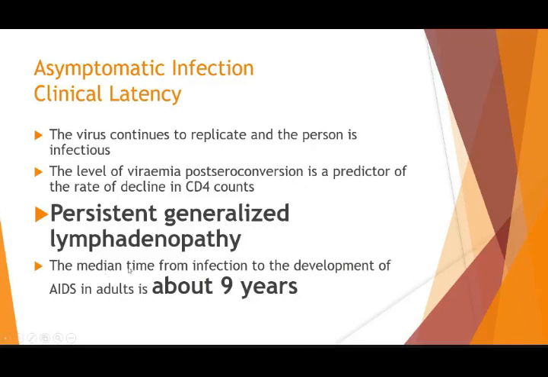The median time, not the mean, the median time from the infection to the development of AIDS in adults is about 9 years. So it is a long period. During this period, the patient is infectious but asymptomatic. Most of the patients are asymptomatic. So this is the stage of clinical latency.